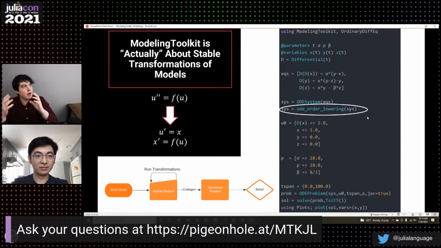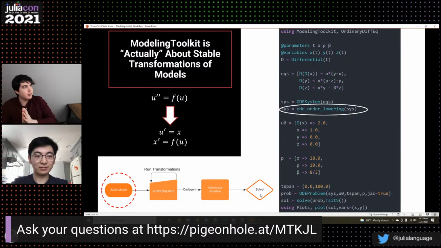It's that you can write models in a very flexible mathematical form, and then you can let Modeling Toolkit transform your models into ways that are better to solve, faster to solve, etc. So you build your model at a high level, and then you let it run a bunch of transformations, and then you do a code generation down to a numerical problem. Right now you're back to differential-equations.jl. Now you have an ODE problem, and you hit solve on your ODE problem, and boom, now you have the solution to the ODE, right?